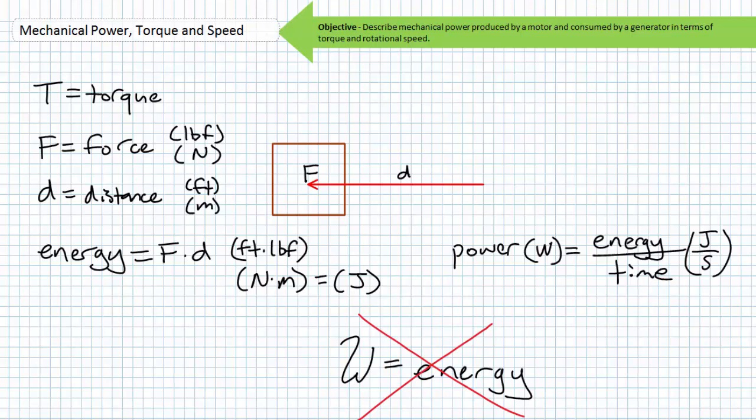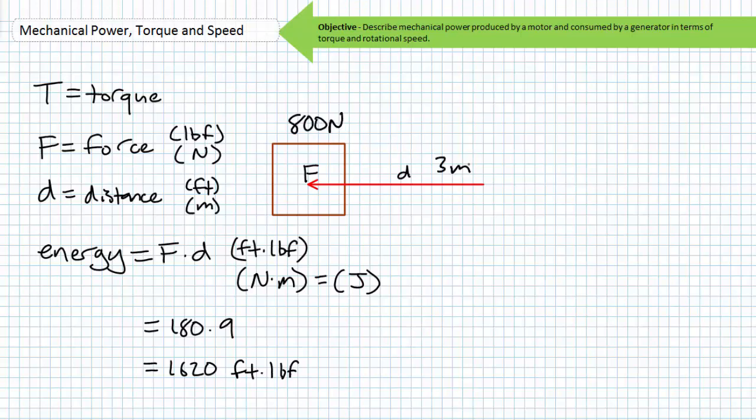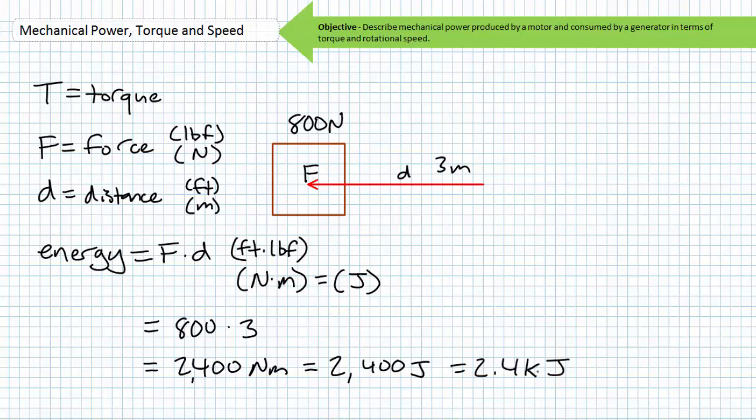But I digress. If I move an object that resists me with 180 pounds of force, a distance of 9 feet, this means I've put 180 pounds force times 9 feet, or 1,620 foot-pounds force of energy into the system. Similarly, using SI metric system units, if I move an object that resists me with 800 newtons of force, a distance of 3 meters, this means I put 800 newtons times 3 meters, or 2,400 newton meters into the system. If a joule is equivalent to 1 newton of force expressed for a distance of 1 meter, this is equal to 2,400 joules of energy. Additionally, using engineering prefixes, I can write this as 2.4 kilojoules.